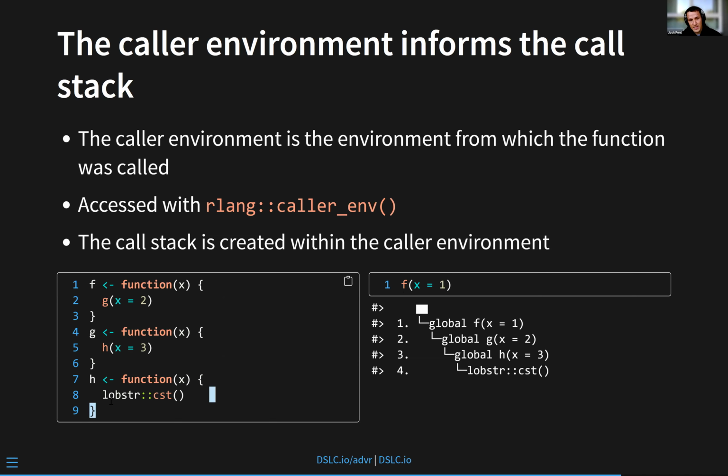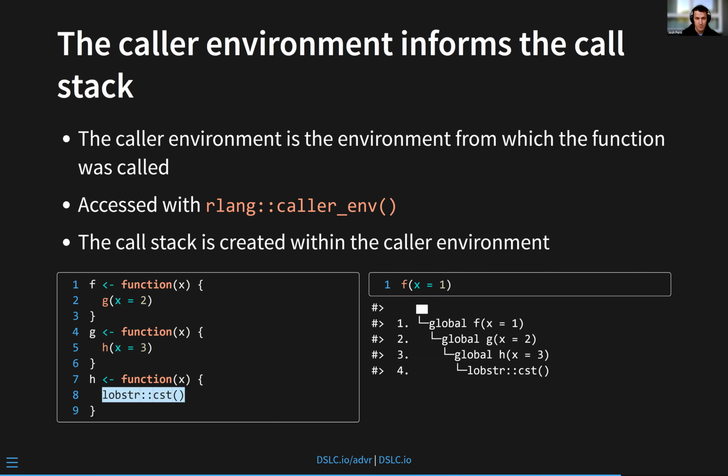because we've added lobstr's cst, the call stack trace function, as the last call in this function stack, it prints out, in order of execution, what we've called. So we called the f function, then that f function called the g function, that g function called the h function, and the h function called lobstr cst. So it shows you the sequence in which your functions are being called, useful for debugging.